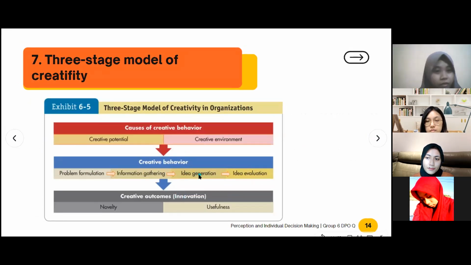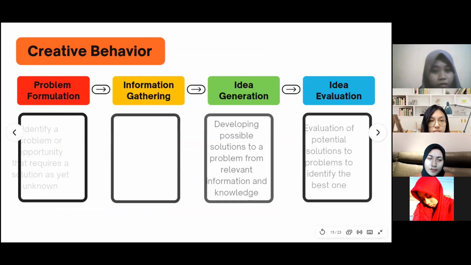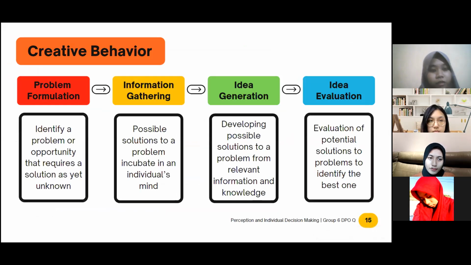Next is the three-stage model of creativity, and that is the plot. First is causes of creative behavior. Second is creative behavior, and so it can produce creative behavior. Creative behavior occurs in four steps. First is problem formulation.